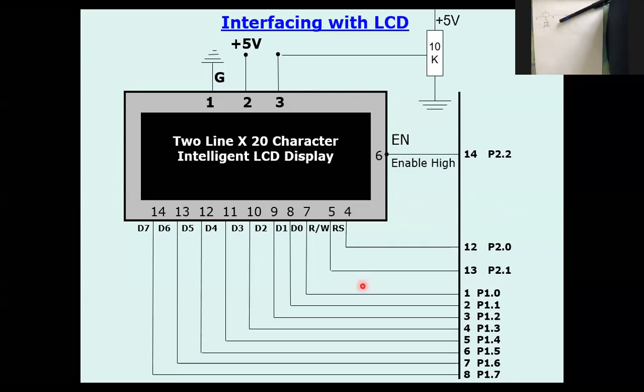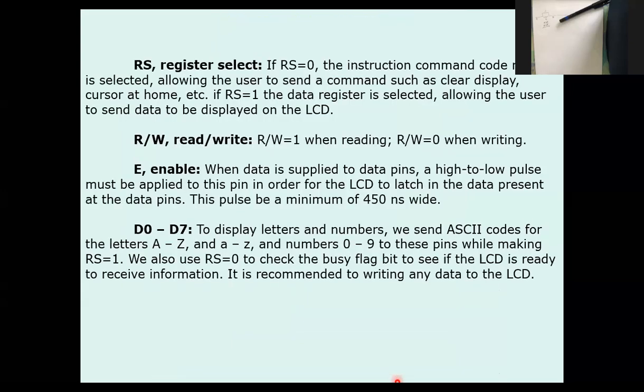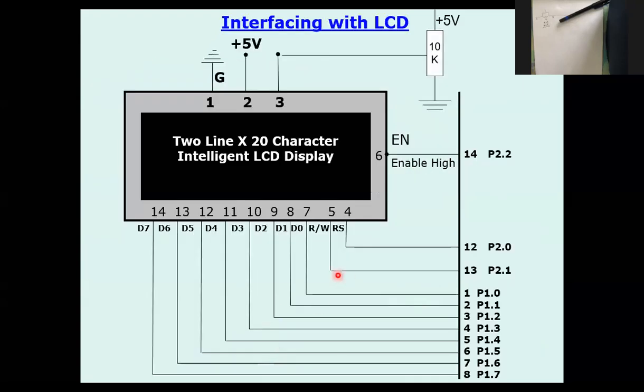Next, how the program will be done. Next is the display. Our program is that I want to display ABCD. RW is equal to 1 when reading, and RW is equal to 0 when writing. In both cases we are doing the writing case, and a 450 nanosecond pulse we give, and these are the data bus D0 to D7. Remember, D0 to D7 is connected with P1.0 to P1.7, which are microcontroller pins. The control pins are connected with P2.0, P2.1, and P2.2.